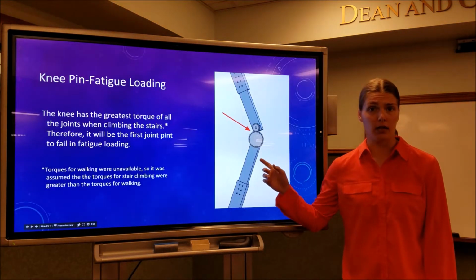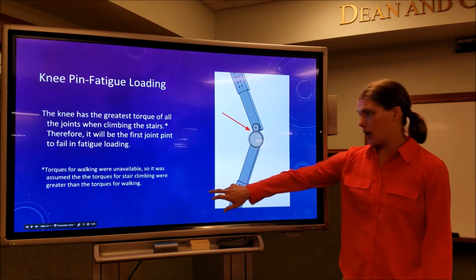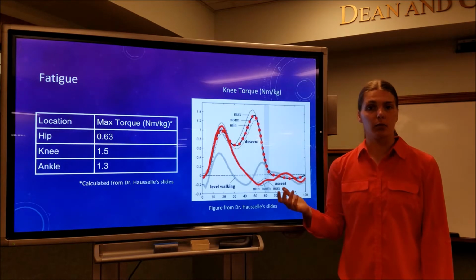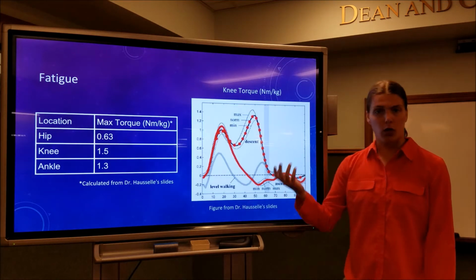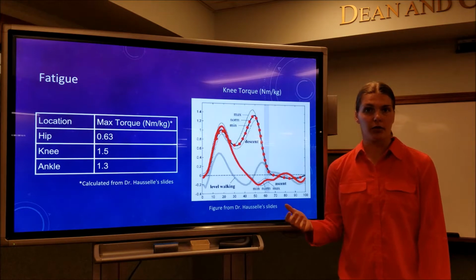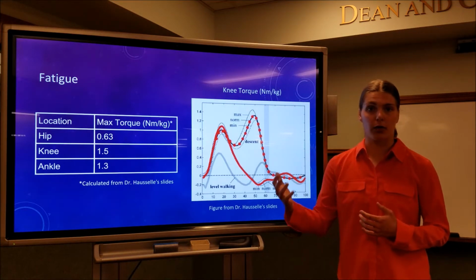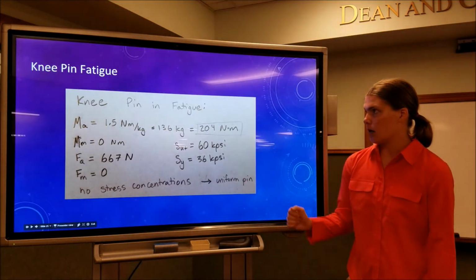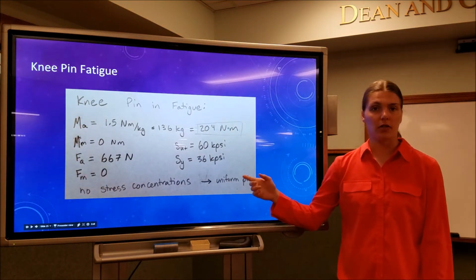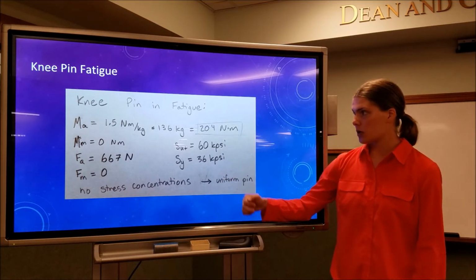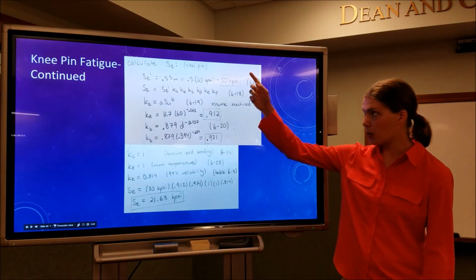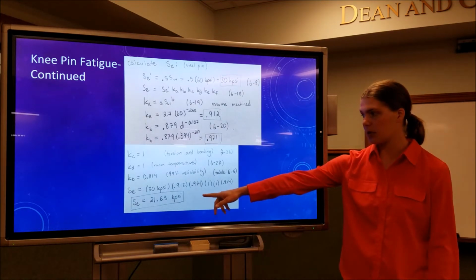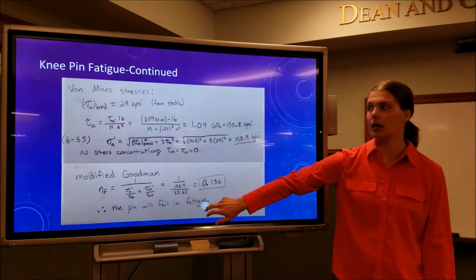And then we looked at the knee pin for fatigue loading. Looking at Dr. Hassel's slides, the knee has the maximum torque while climbing stairs, and we use the climbing stairs because that's going to be a higher torque than walking, because it's going to be a higher power and everything. And then to calculate the knee pin fatigue, here are our initial values. And going forward, we calculated the endurance strength with all of those K values. We got an endurance strength of 21 kpsi.